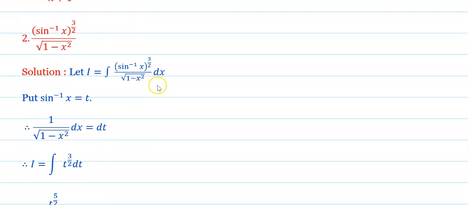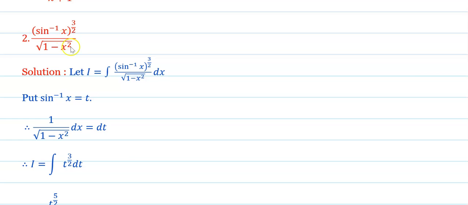Now the next example, question number 2. (Sin inverse of x) raised to 3 by 2 upon root of 1 minus x square. ज्याचे डेरिव्हेटिव्ह एकदम परफेक्ट असतील त्याला हे एक्झाम्पल बघता क्षणी त्याला सबस्टिट्यूशन समजणार आहे. Those who have complete knowledge of differentiation can get the idea about the substitution for this example.